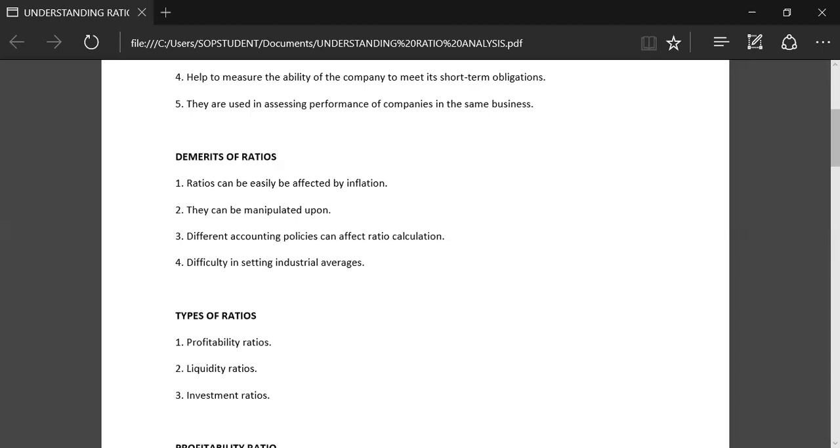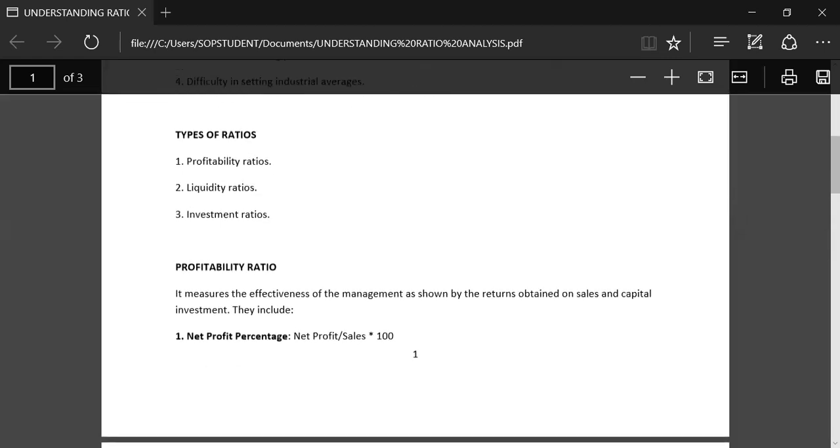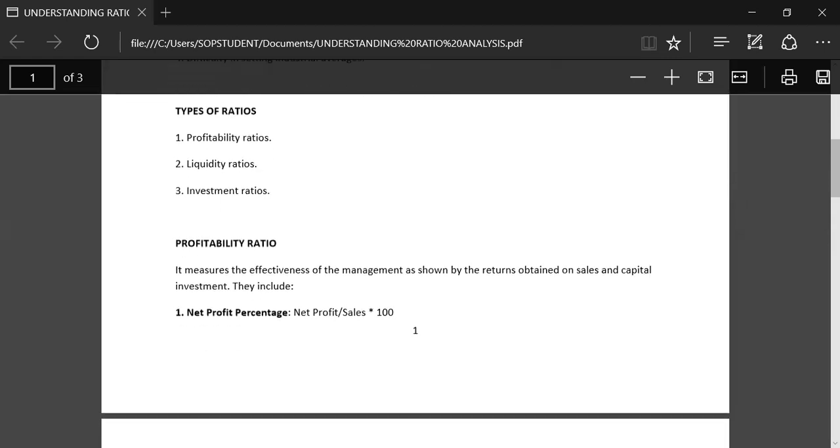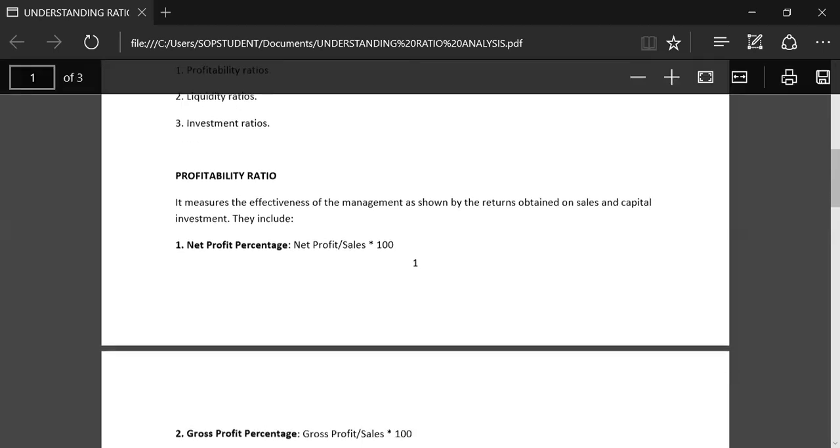There are three types of accounting ratios. We have profitability ratio, we have the liquidity ratio, and the investment ratio. The profitability ratio measures the effectiveness of the management to make profit, to make returns on their sales and investment.